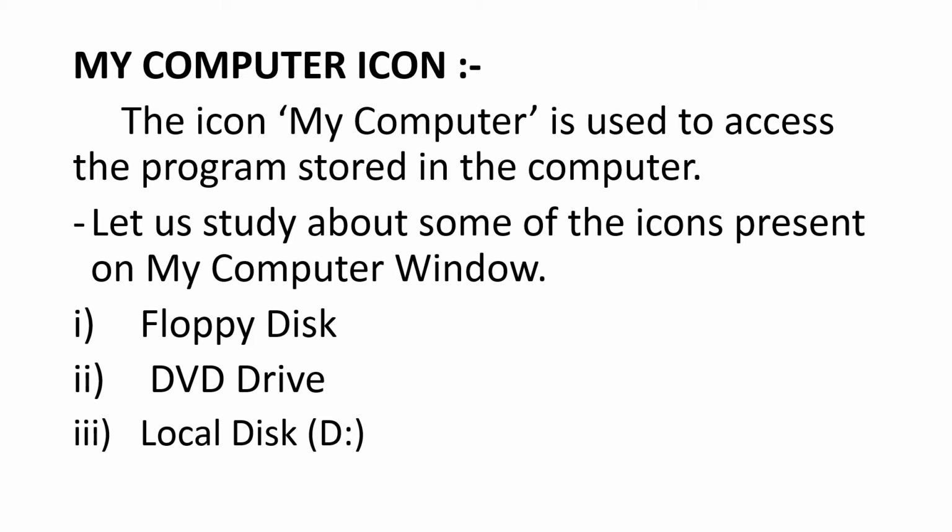From that, the first thing is the floppy disk. The floppy disk is used to read the data present in floppies. If the icon of the floppy disk is shown, that means your computer has a floppy drive of size 3.5 inch. A floppy disk can be inserted in this drive. When this icon is double clicked, the content of the floppy disk inside the drive appears on the screen.